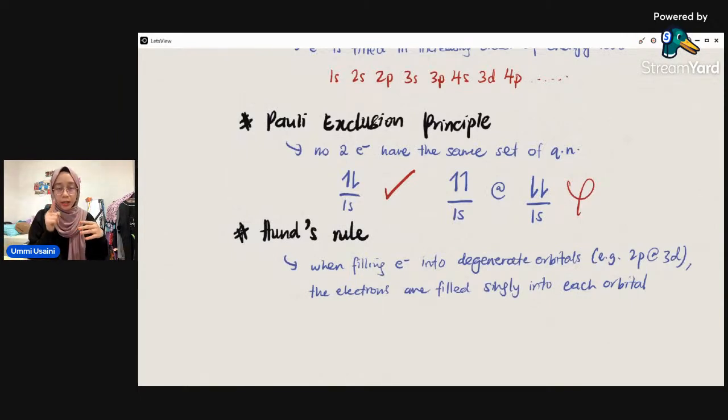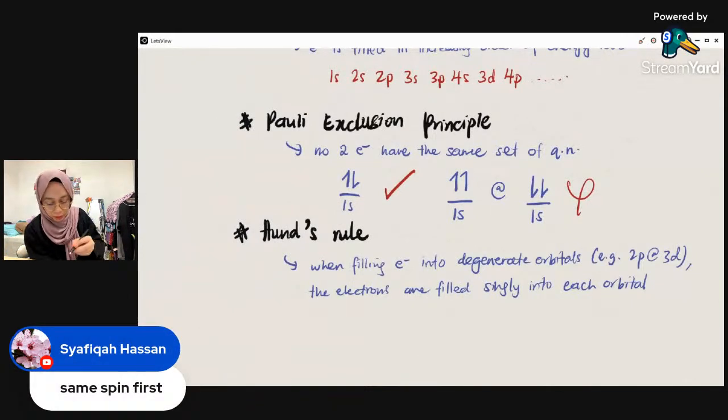Tapi ada satu lagi syarat yang kita kena apply selain daripada filled singly. At the same time, kita kena make sure elektron yang kita isi tu, apa persamaan dia. What is it, class? Kalau kita isi elektron into p orbital, ada satu lagi benda kita kena tengok. Yes, we have to make sure that they are in the same spin ataupun the same direction. Ataupun in a parallel lah. Parallel, it has to be parallel to one another. So the electrons are filled singly into each orbital with the same spin.